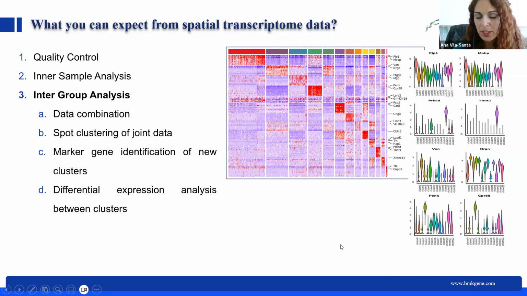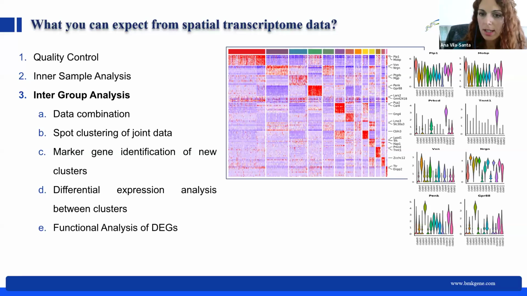Then the remainder of the procedure is similar. We do differential gene expression analysis between the different clusters, so we can have this heat map and find the differentially expressed genes. And we can also identify marker genes for each of the clusters. We also do functional analysis of these differentially expressed genes.